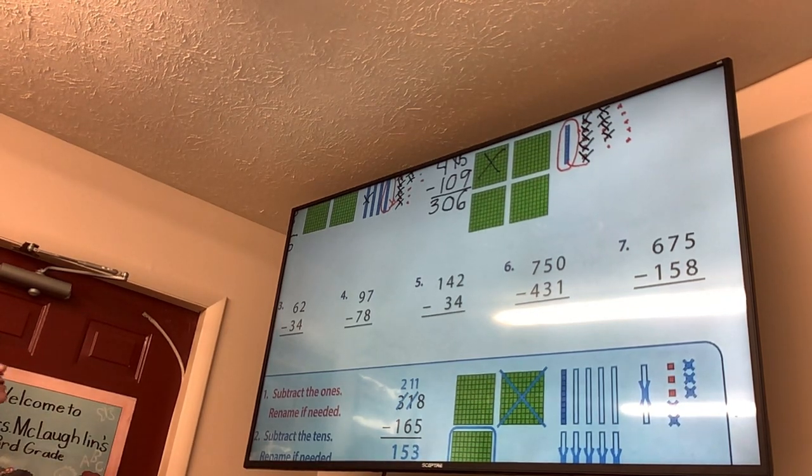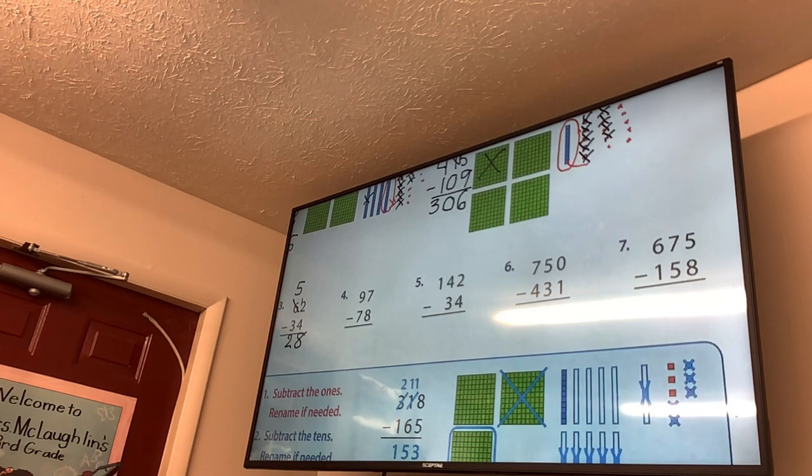Okay, so we're starting with 62 minus 34. 2 minus 4? Can't do that. All right, so go to the tens, cross it out. It becomes a 5. And now that 2 is a 12. And 12 minus 4 is 8. And 5 minus 3 is 2. Answer? 28.